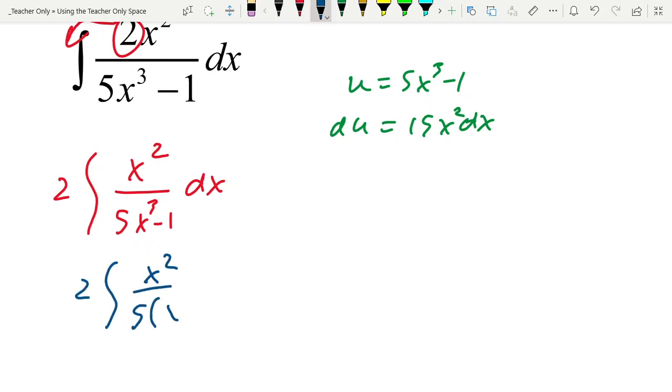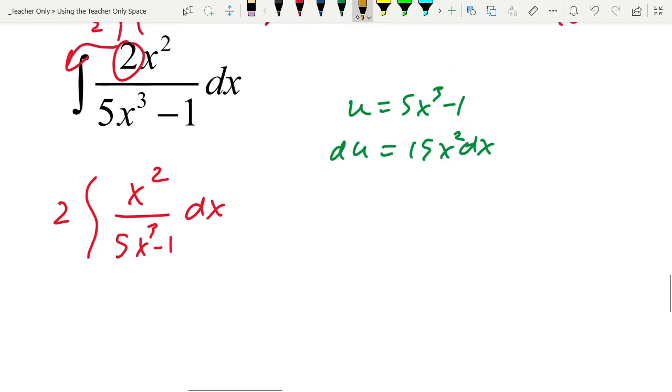I'd have to do 5 times x cubed minus 1/5 dx. And that just seems, I don't know, not fun. So I'm going to factor out the 2, because it's already factored, but that 5 I'm not going to touch. So now for my u substitution, I'm looking for my match. I have an x squared dx. That's pretty nice. What is the thing I'm missing? 15. So I put a 15 in and a 1/15 out, inside, outside.